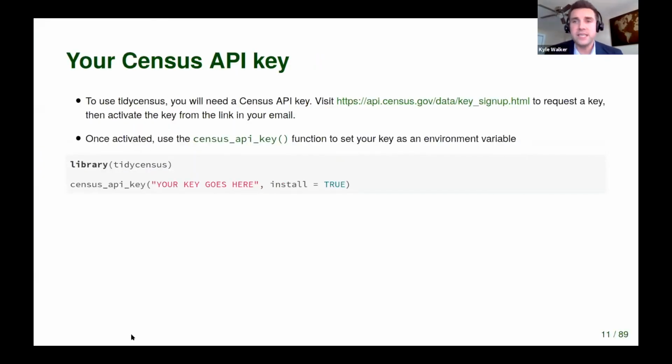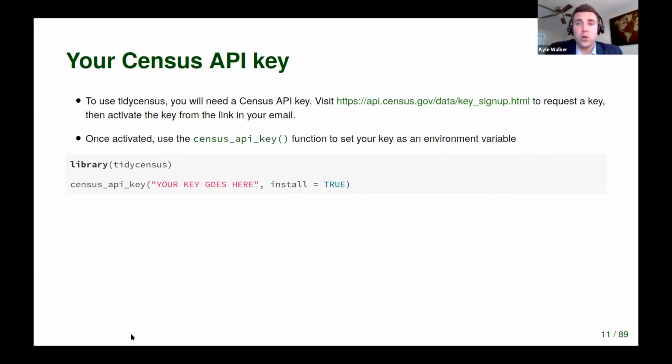The second step to get started, and we've mentioned this a couple of times already, but you'll need a Census API key. You can technically access the Census API without a key. If you go to the Census website, you can type in a query and it'll work without a key, but it's heavily rate limited if you don't have a key. And so Tidycensus requires a key to work.